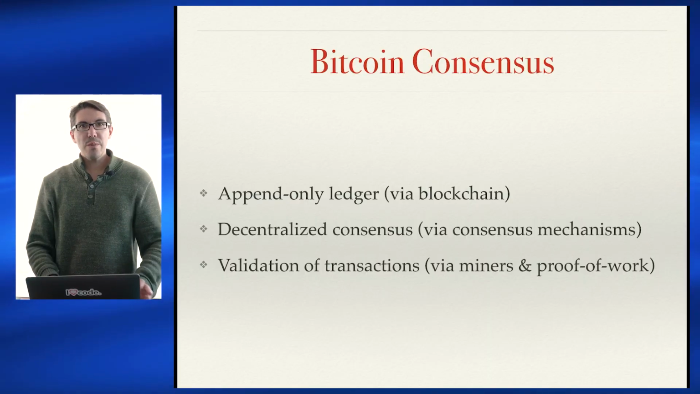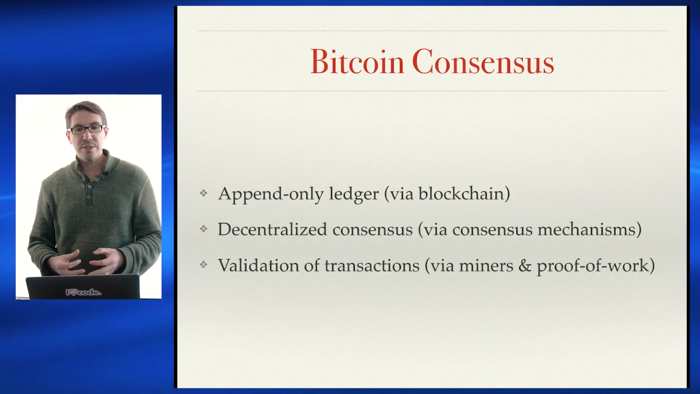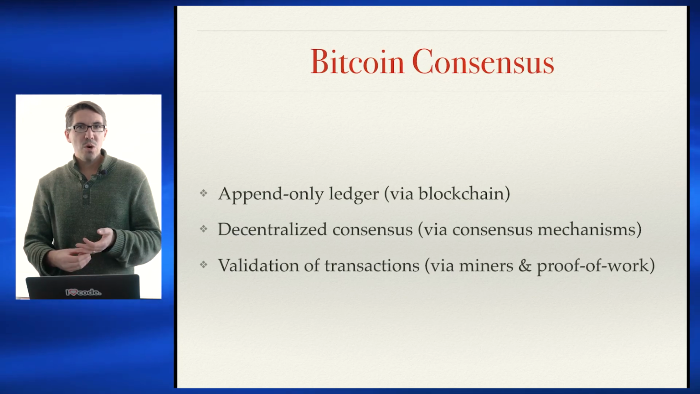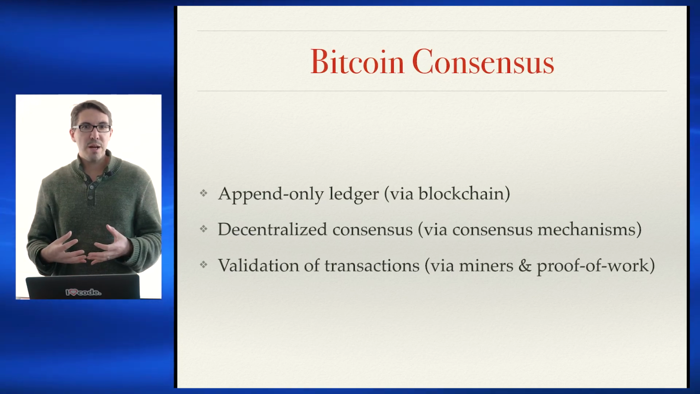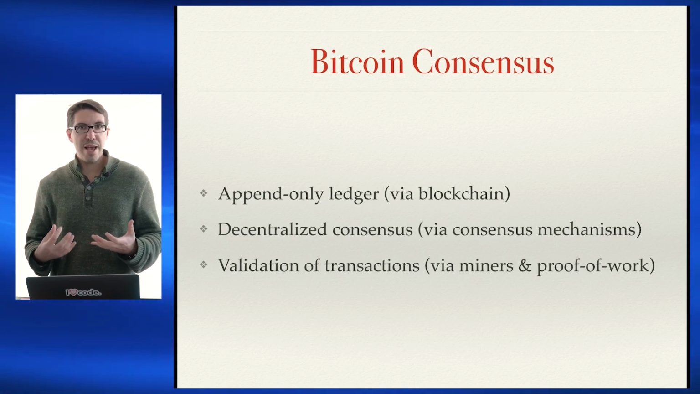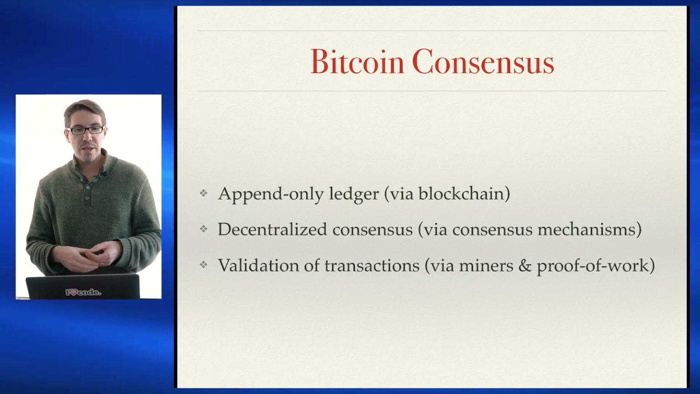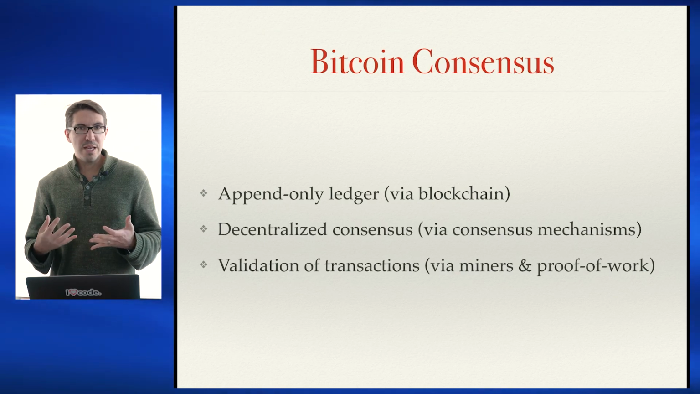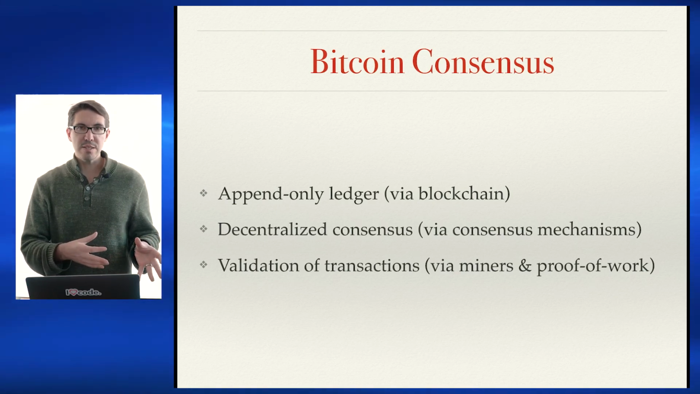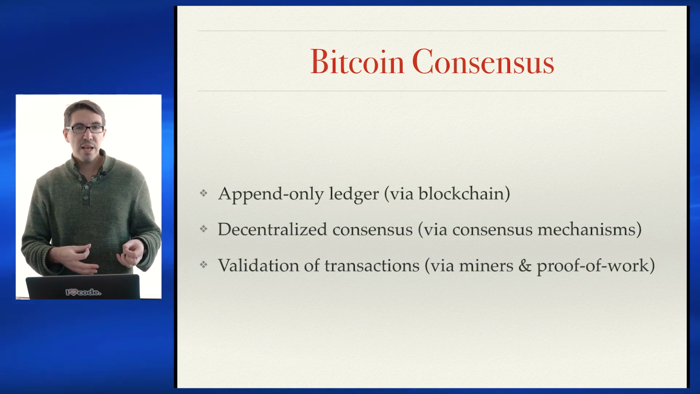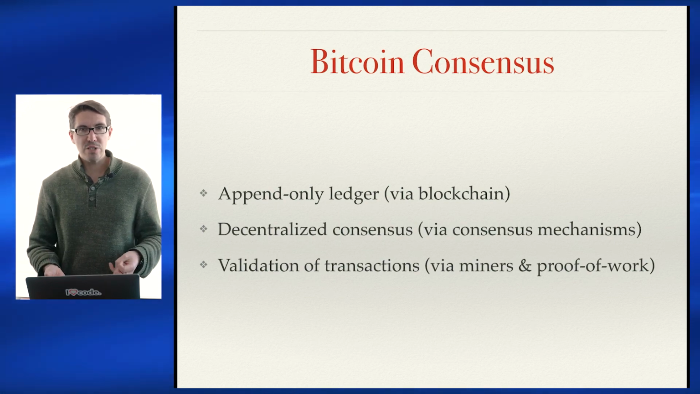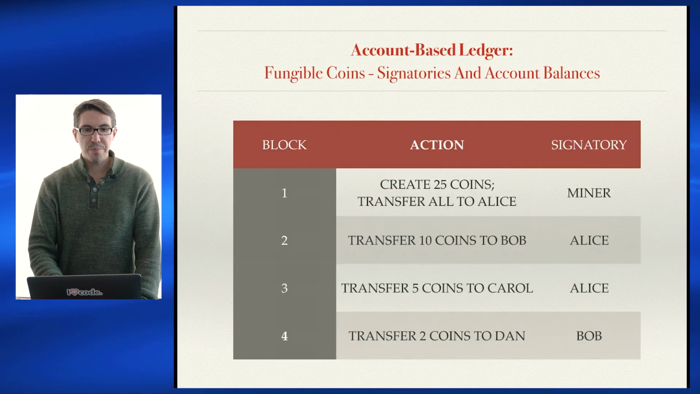So first, I want to talk a little bit about consensus. Recall that Bitcoin comes to a consensus with an append-only ledger, or basically append-only via the blockchain. There is decentralized consensus via the consensus mechanism we discussed in the last class. And finally, there's validation of transactions via miners and proof of work.